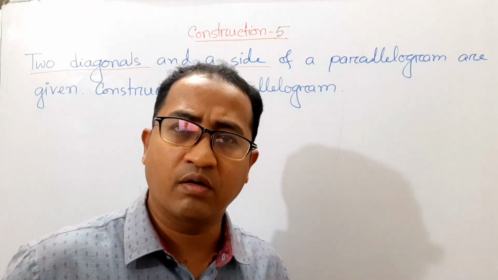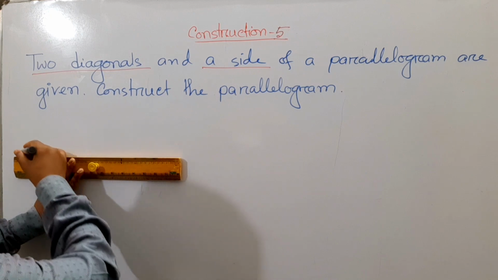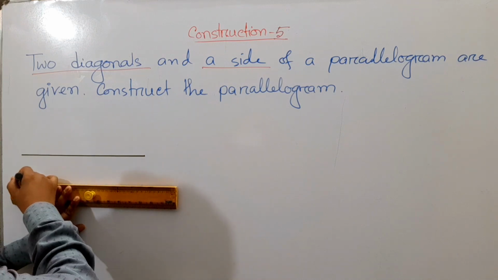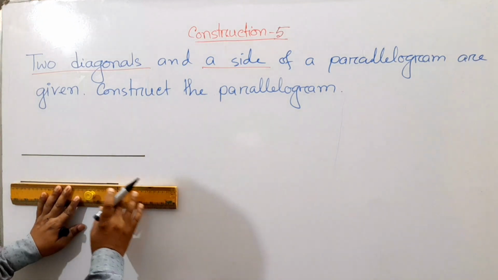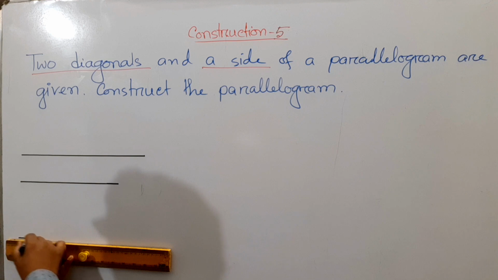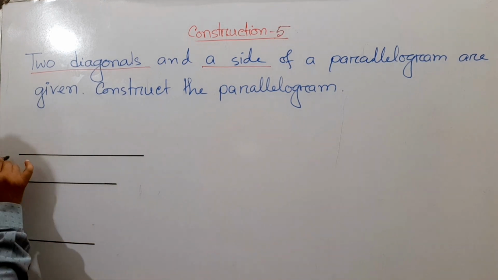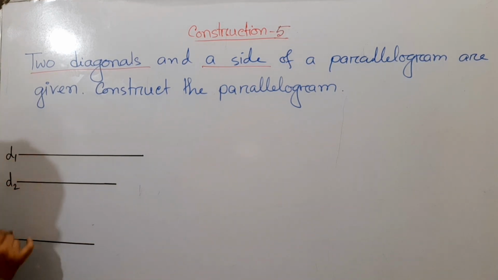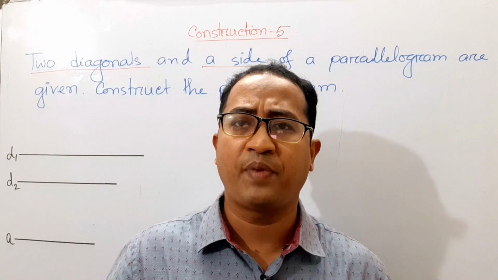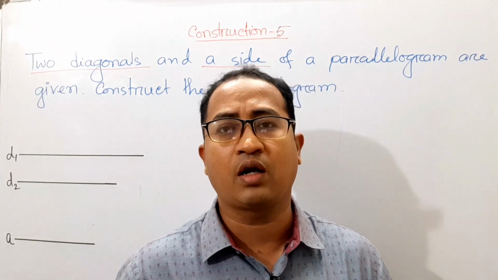At first we will draw the given information. It is given two diagonals D1 and D2. It is also given a side A. So this is D1, this is D2 and this is the side A. As we know that the diagonals of a parallelogram bisect each other, so we need to bisect D1, D2, that is diagonal 1 and diagonal 2.